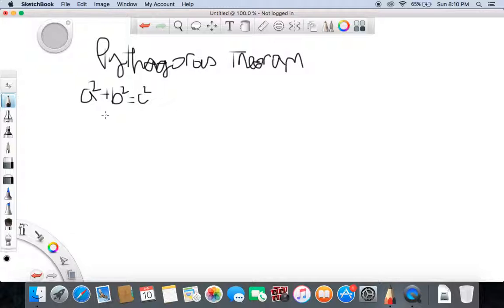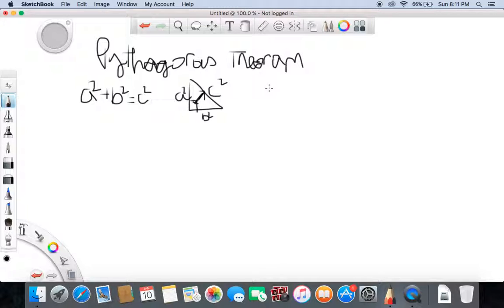So what does this mean? Say you have a right angle triangle. Side A squared plus side B squared will be side C squared. Now C is the hypotenuse, and the hypotenuse is always opposite the right angle. Likewise, the smallest side is opposite the smallest angle. But whatever, that's not what this is about. So a squared plus b squared equals c squared.